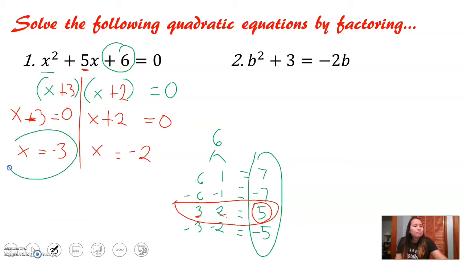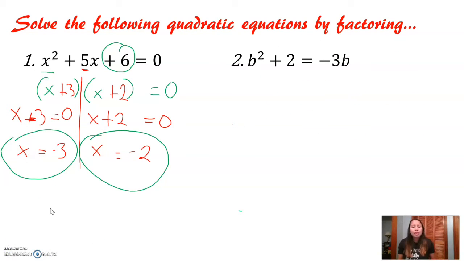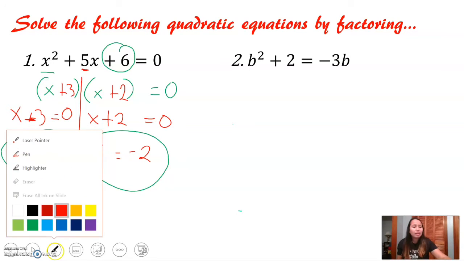The answers for number 1 are x equals negative 3 and x equals negative 2. All right, let me erase this because I'm going to need the space. Let's proceed to number 2. This one is not written in standard form, so we still have to rewrite it.